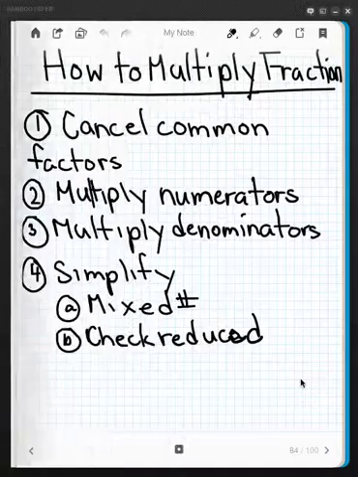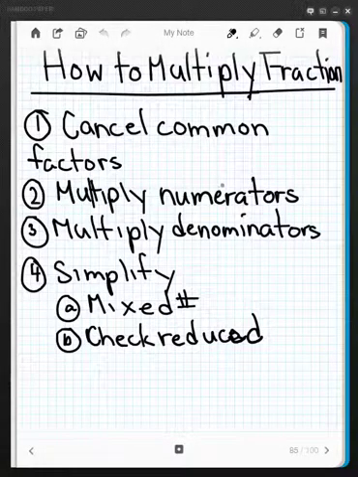Now let's learn how to multiply fractions. Multiplying fractions, the first thing we want to do is look and see if there are any common factors, numerators to denominators, that we could cancel. Then we multiply the numerators. Then we multiply the denominators, and then we simplify. We change any improper fraction to a mixed number, and you check to see if you reduced it. If you've done step number 1 correctly, you should not have any reducing, but it's always a good idea to check, just in case you missed something.